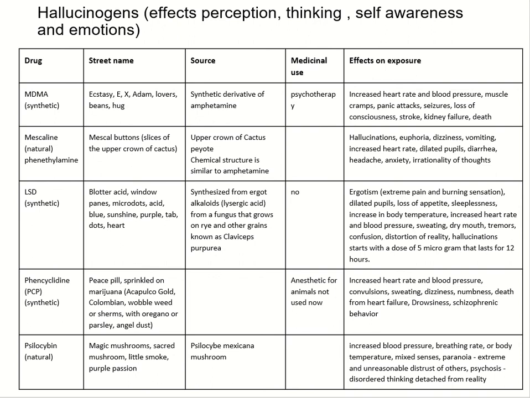Psilocybin is also a naturally occurring drug, of which the source is the Psilocybe mexicana mushroom. Common names of this are magic mushroom, sacred mushroom, little smoke, and purple passion.